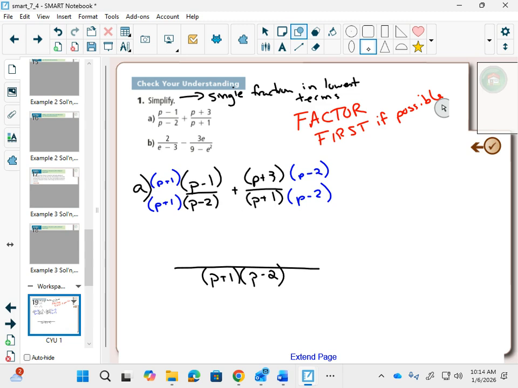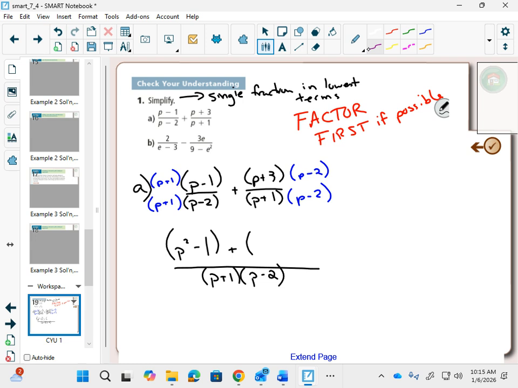Okay, what do I have on the top? Well, on the top, I'm going to want to combine like terms. So on the top, I need to expand. P plus 1, p minus 1 is a difference of squares. That'll give me p squared minus 1. Plus, I'm going to put it in brackets, even though I don't need to, just to say that I figured out my first one to be p squared minus 1.